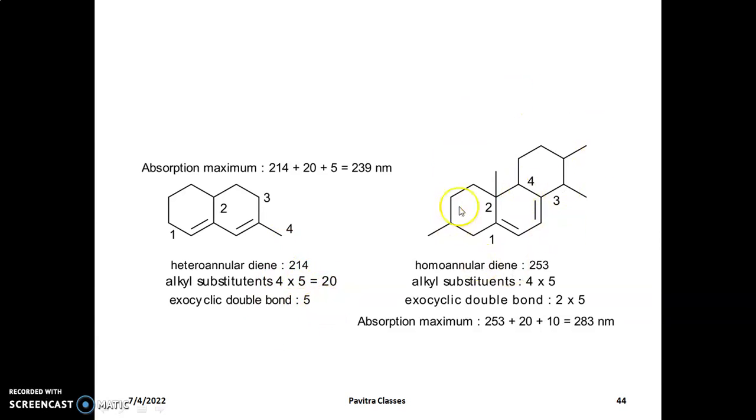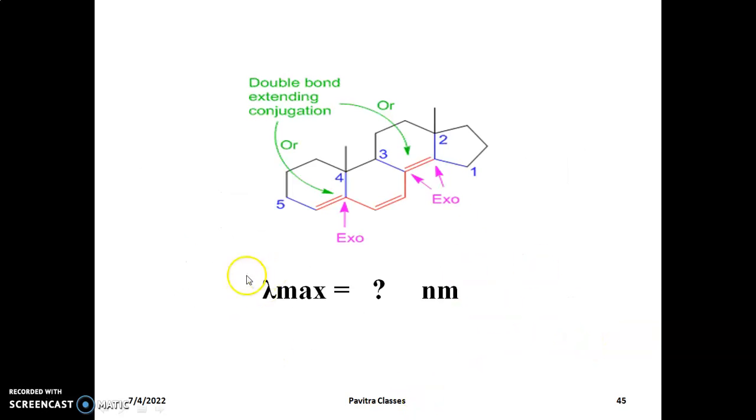In this compound, this is a homoannular diene, because the double bonds are inside the same ring. Homoannular diene has a base value of 253. Alkyl substituents, how many are there? 1, 2, 3, 4. Four are there. For each alkyl substituent, 5 nanometers; 4 into 5 is 20. Exocyclic double bonds, 1, 2 are there; that is 5 into 2, so 10. By adding all this, the absorption maximum lambda max can be calculated by the Woodward-Fieser rule: the base value 253 plus the substituents 20 plus 10, so the addition is 283 nanometers.